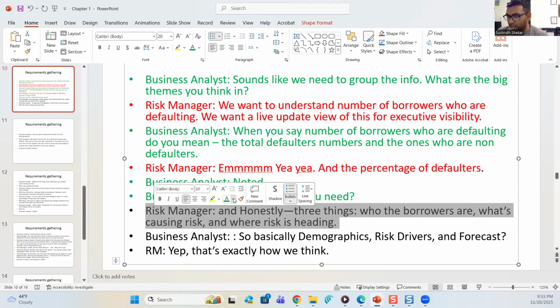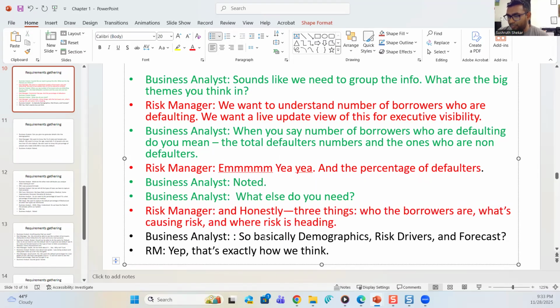Now again, he's saying something a little bit abstract, right? Who the borrowers are, okay. But then what exactly do you want in terms of who the borrowers are? Gender, demography? And within demography, is it the revenue, the amount of money they make, the place where they live, the kind of work that they do? As a BA, when they say something abstract, that's still useful information. But again, you want the granular details, the specifics, the facts. That's how you have to steer the vehicle and take it down that path.